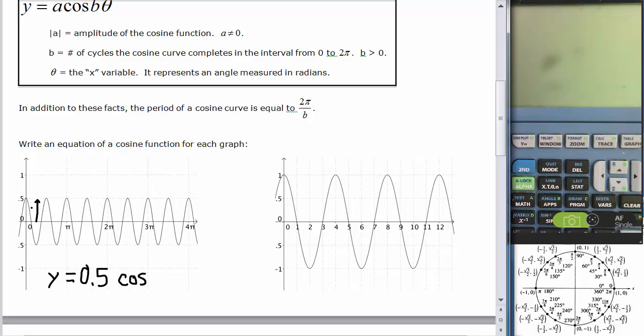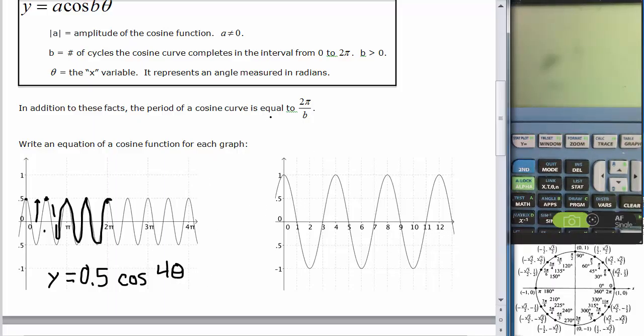B is the number of cycles the graph completes between 0 and 2 pi. So you can see on this graph, the graph is completing a number of cycles. So here's one cycle right here. There's 2. There's 3. There's 4. The graph completes 4 full cycles between 0 and 2 pi. So our equation is going to be y equals 0.5 cosine 4 theta.